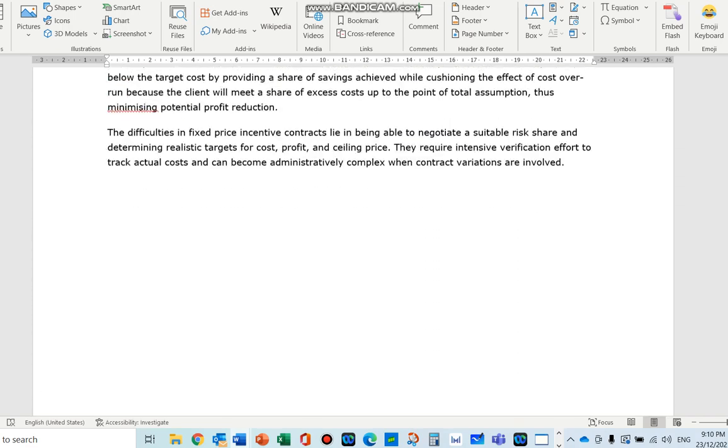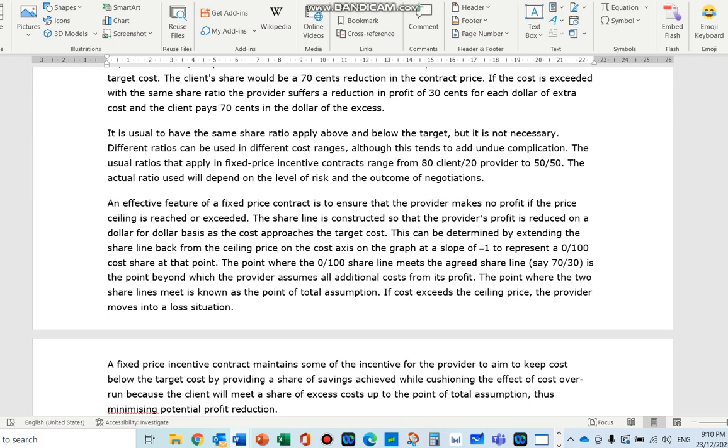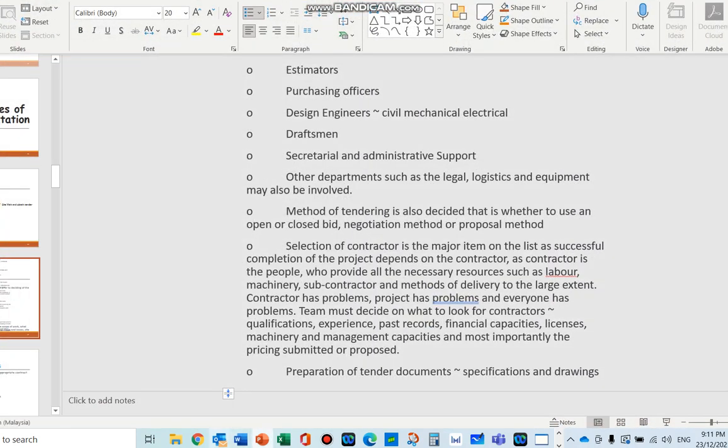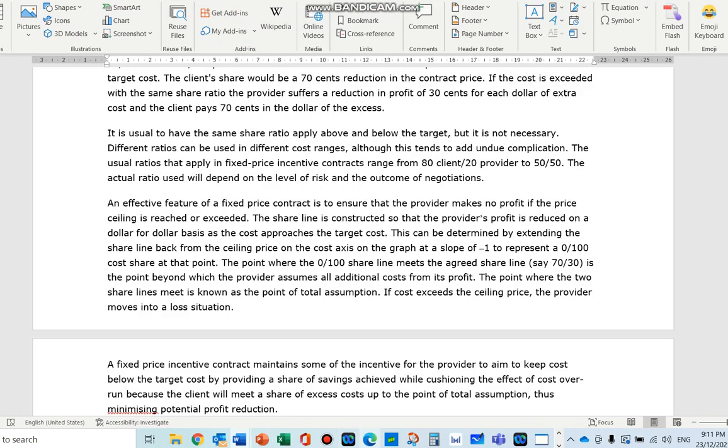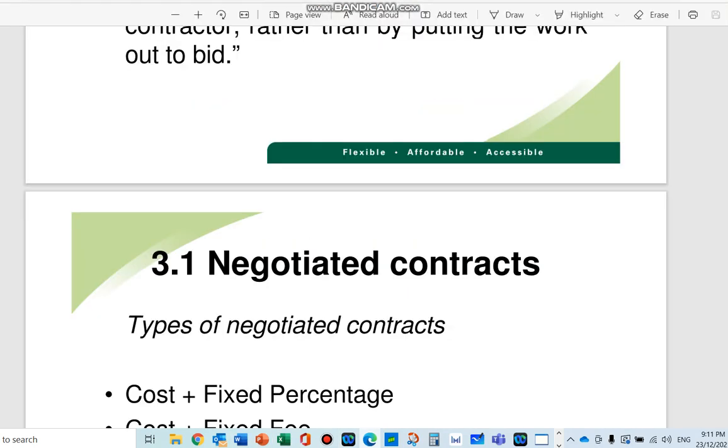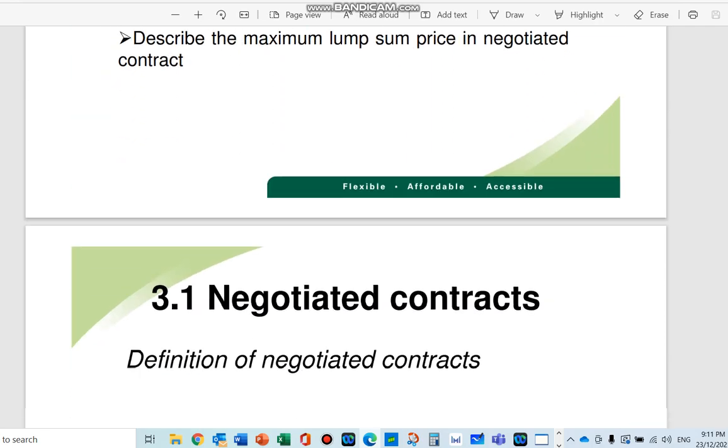And yeah, if we talk about cost plus incentive, I have another set of notes. Oh, wait a minute, this is the wrong file. Okay, where is it? Oh yeah, here.